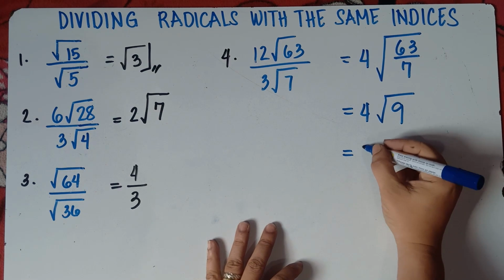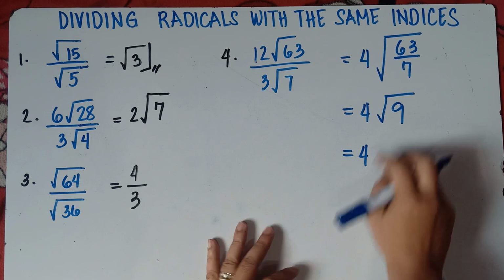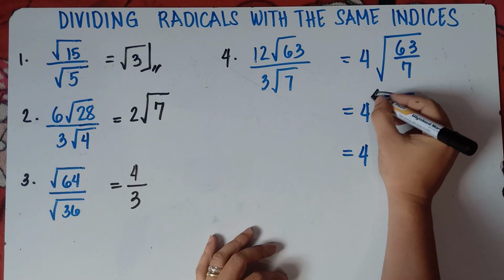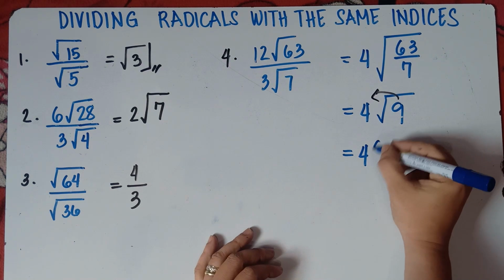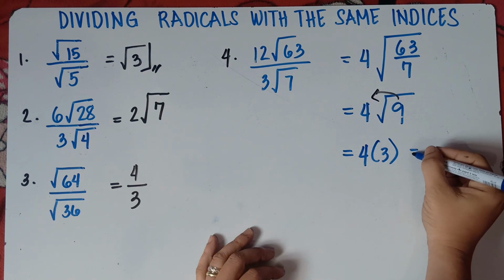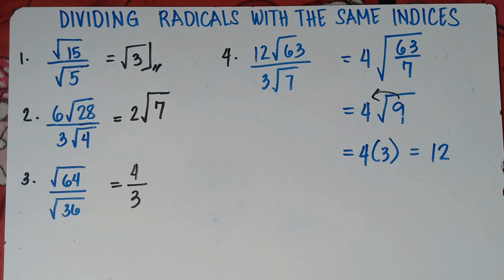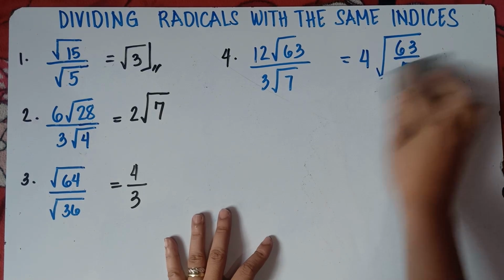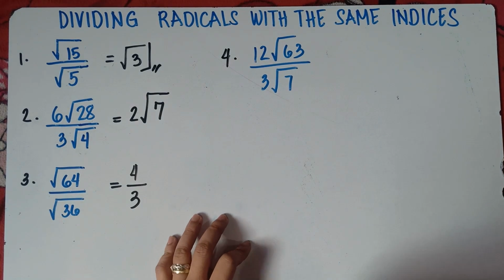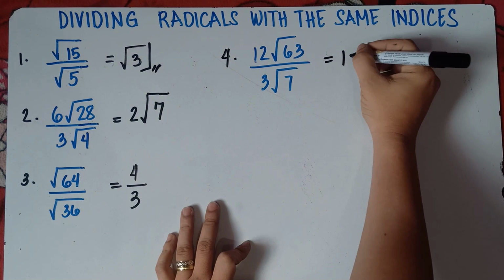Once again, copy 4. Then, the square root of 9, that is 3. You put it outside the radical symbol. You multiply it by 4. So, 4 times 3, that is 12. So, the answer, class, for number 4, that is 12. I hope you get this one, class. Easy, right? So, the answer here is 12.